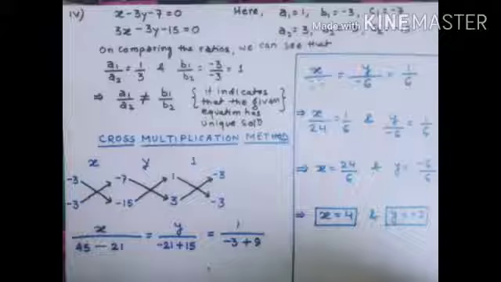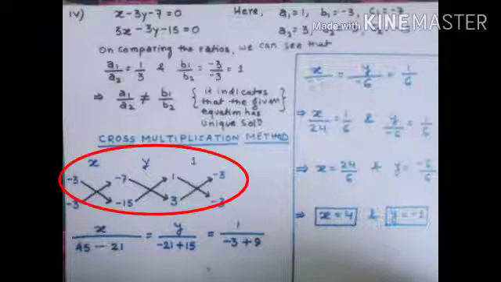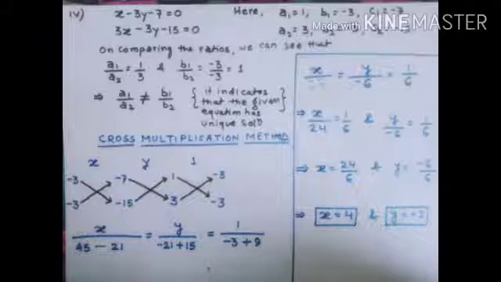Now we are going to solve this pair of equations by cross multiplication method. You can see on the screen. Let us arrange the coefficients as you see on the screen. After that we get x divided by 45 minus 21 equal to y divided by minus 21 plus 15 equal to 1 divided by minus 3 plus 9.